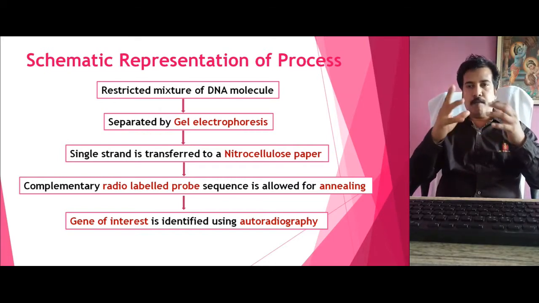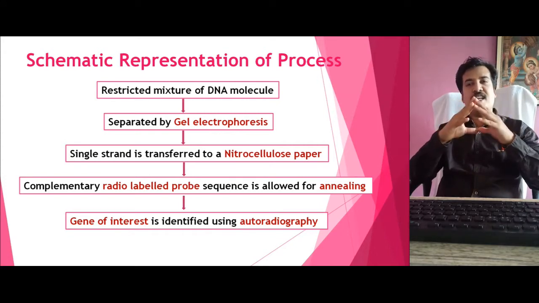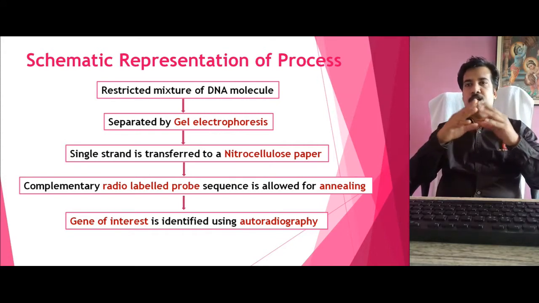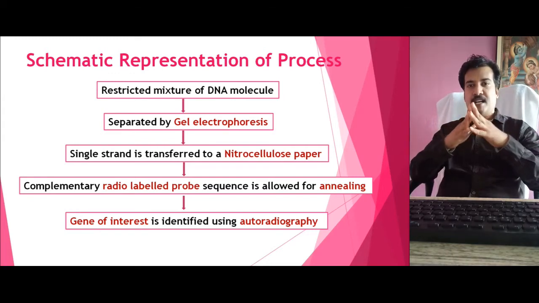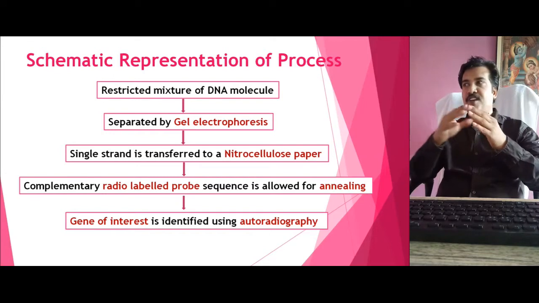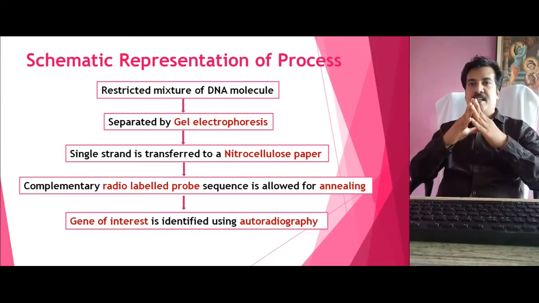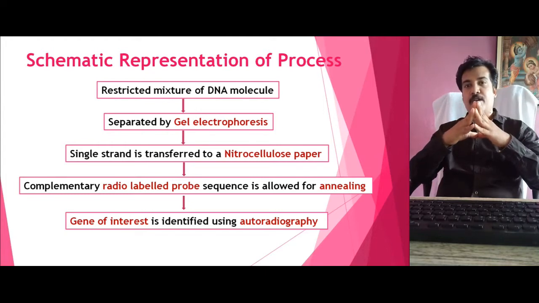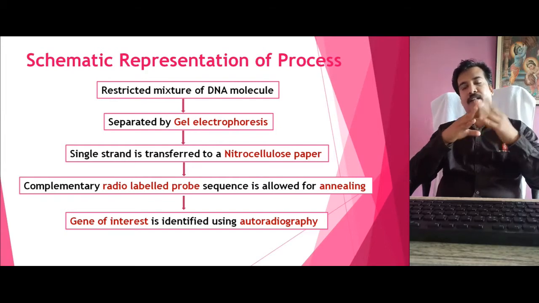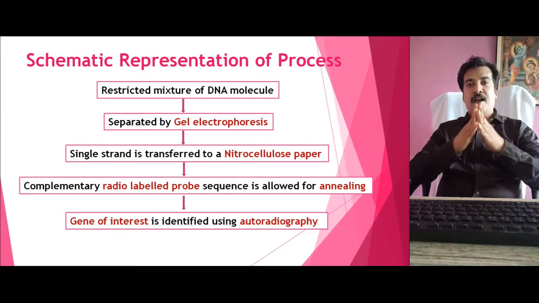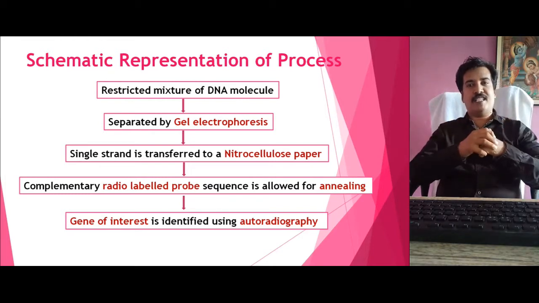How the Southern blotting technique works is that, first we need a restricted mixture of the DNA molecule. Then this restricted mixture should be separated with the help of gel electrophoresis. Then from this gel, which carries the DNA in double stranded form, one of the strands should be transferred to a nitrocellulose paper. Then the complementary probe DNA, which is radio labeled, is allowed to anneal with this single stranded DNA present in the nitrocellulose paper. If it is complementary in nature, then this is identified with an autoradiography technique. This is the basic working principle of the Southern blotting technique.